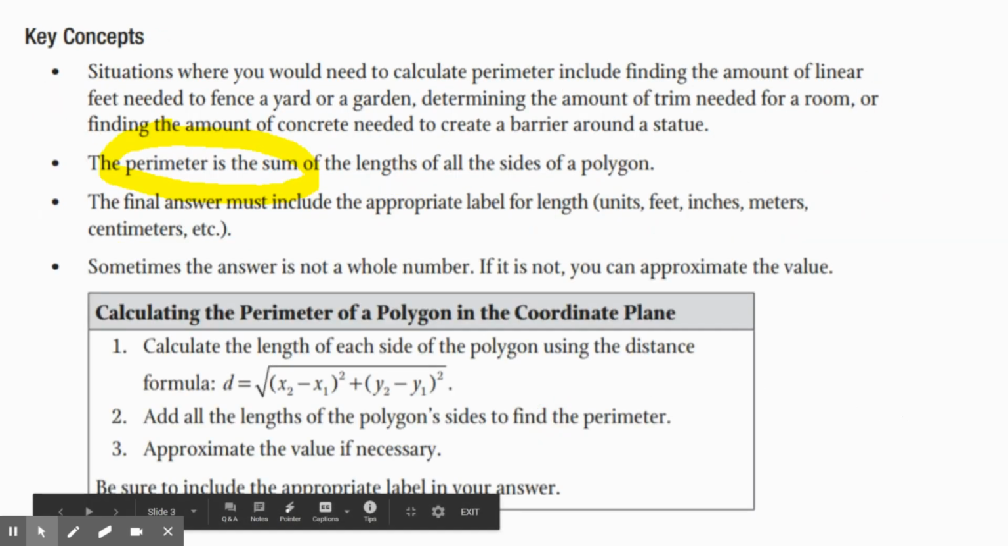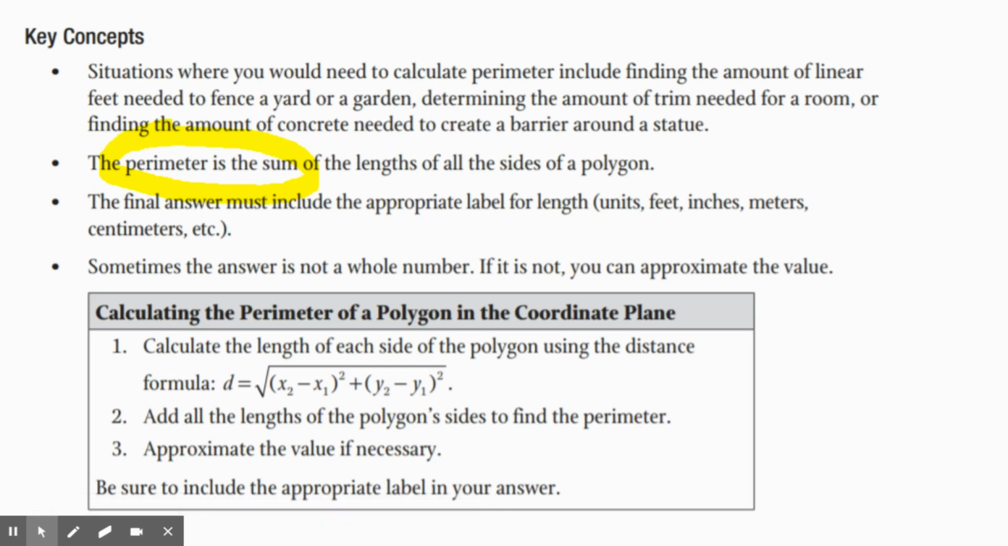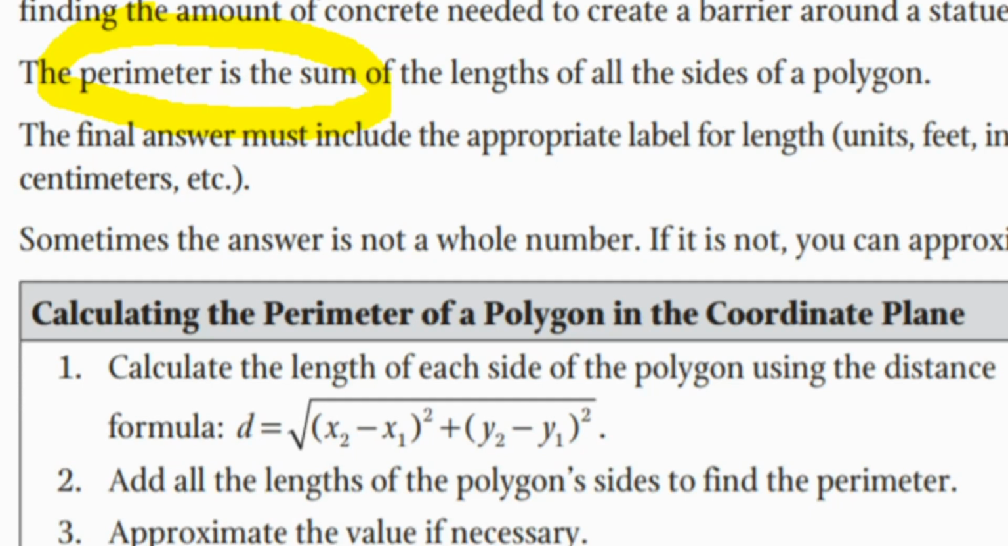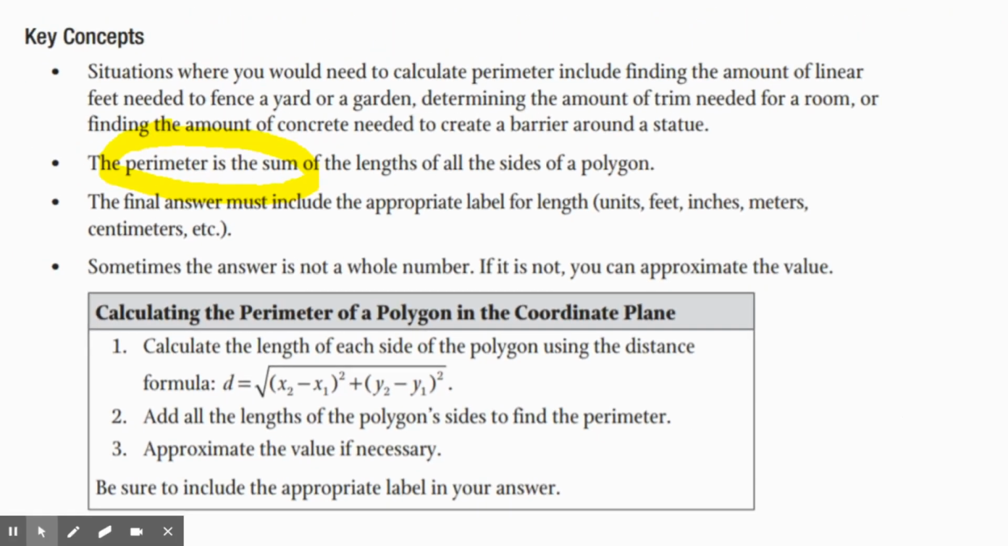Here are some key concepts. The perimeter is the sum of the lengths of the sides of a polygon. So we're going to be using the distance formula if we have the coordinates. We'll find the distance of all the sides and add them together, which will most likely involve adding radicals.